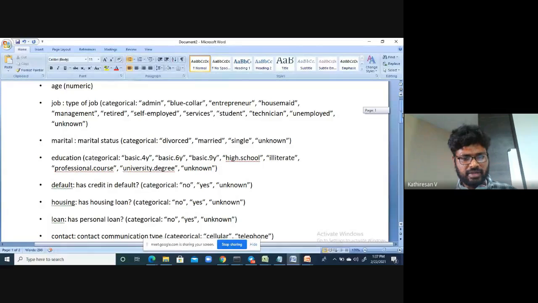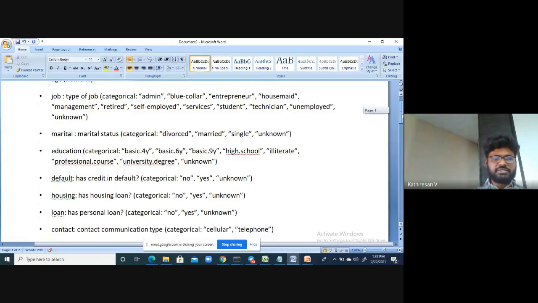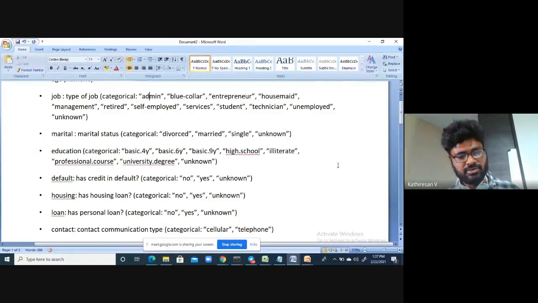Then marital: divorced, married, single, unknown. Education is basic: 4 year, 6 year, 9 year basic, high school, illiterate, professional course, university degree, unknown. So likewise, it is classified.